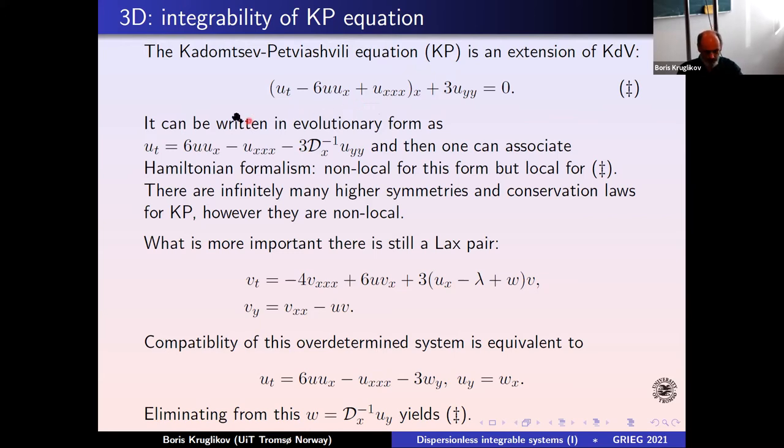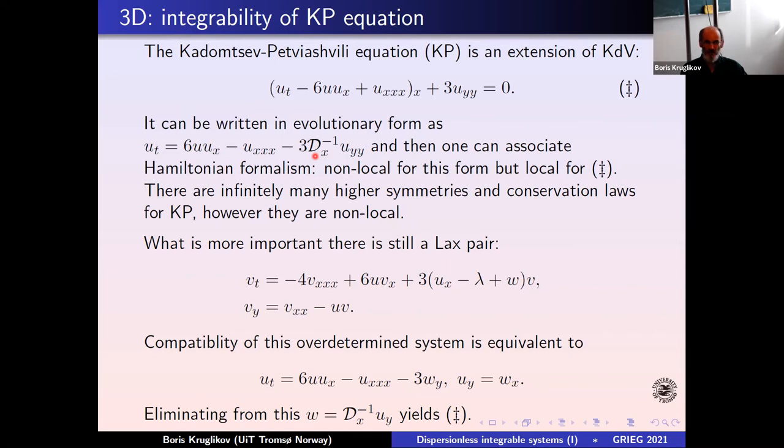but then you can eliminate this function by some simple transformations. Okay, so one way people write this equation is in evolutionary form to see something really similar to KdV, right? So you would like to eliminate this x derivative. So you would like to move this to the right-hand side and apply integration by x. Then you see a non-local expression, right? Dx to the minus one. Okay, and you can actually introduce a Hamiltonian formulation. For this form, because you have D to the minus one, it will be non-local, there will be some number of D to the minus ones, but you can still operate with those. And in this way, you can get infinitely many higher symmetries and conservation laws, all of them non-local.